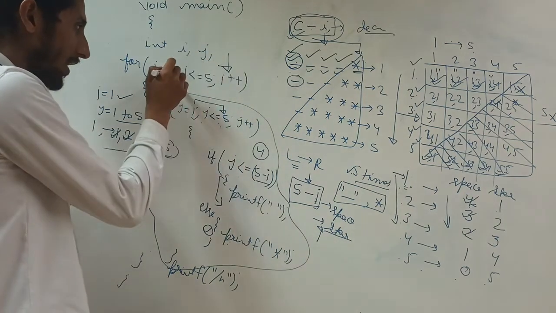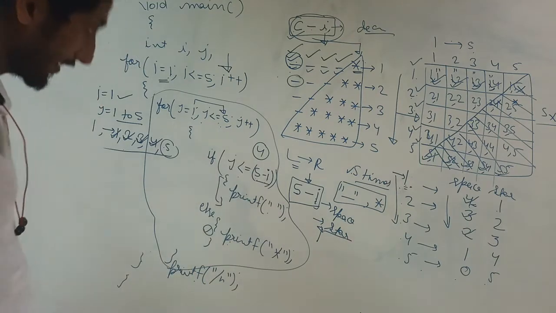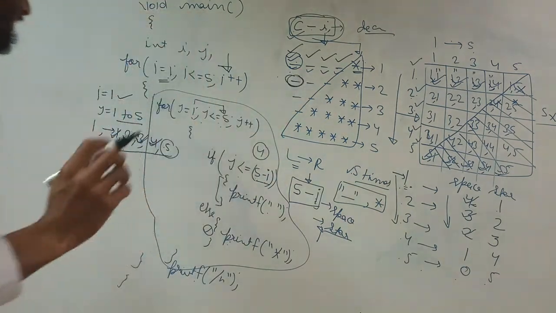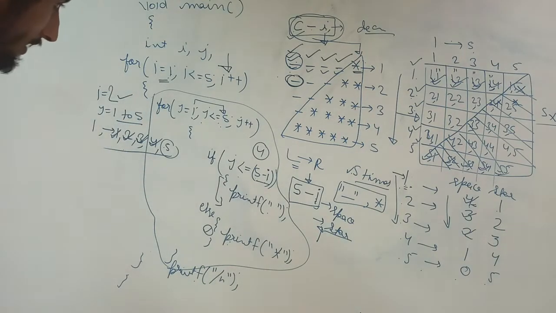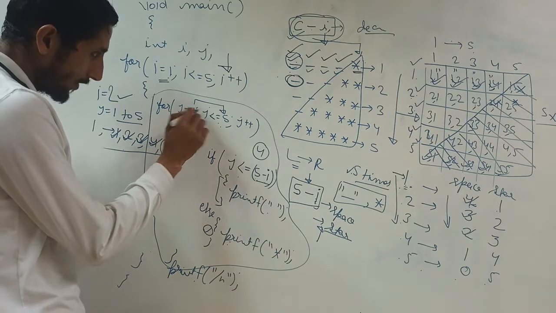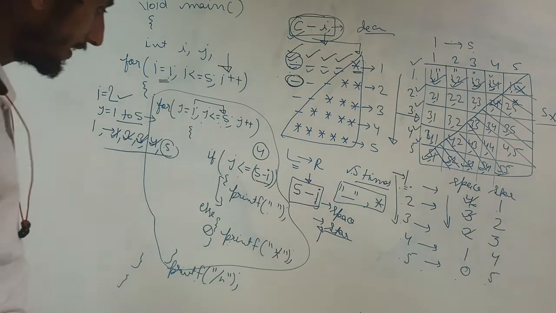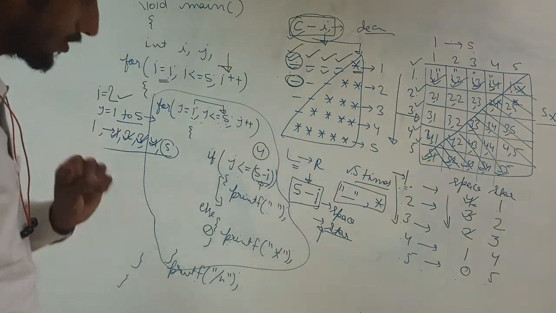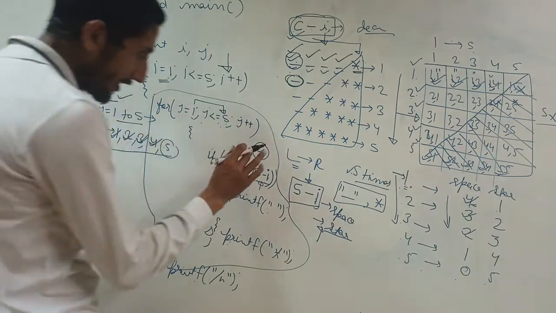Next time what will happen? The value of I becomes 2, and because I have written \n, the cursor will move to the next line. Again, the value of j will vary from 1 to 5. But please calculate the statement 5 minus I. What is the meaning of 5 minus I? The value of I is 2, so it becomes 3.